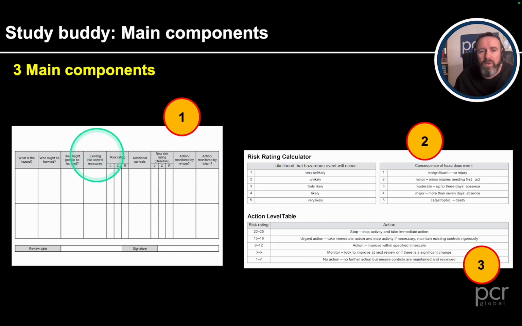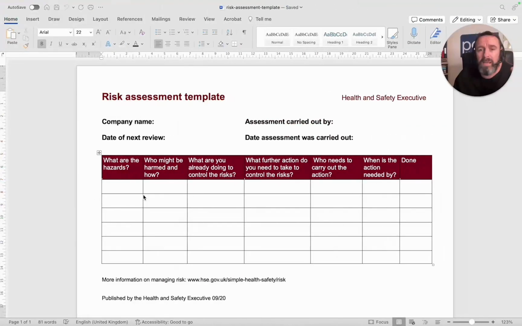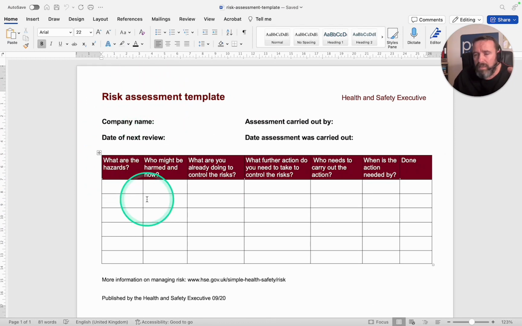And we can see we've got likelihood, consequence, and then that risk rating. Not always will the template actually have likelihood and consequence on it. It really does depend. If we look at the UK Health and Safety Executive, this is the risk assessment template that they offer. What are the hazards? Similar. Who might be harmed? Similar. What you're already doing? Similar.